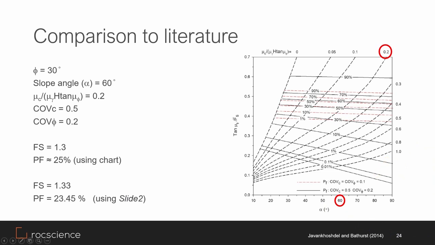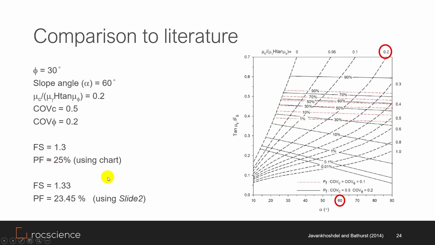As you can see in this example here, we have friction angle of 30 degrees, a slope angle of 60 degrees, and this ratio equal to 0.2. We have two additional parameters for the probability of failure, which are coefficient of variation of cohesion equal to 0.5, and coefficient of variation of friction angle equal to 0.2. If we use this chart, we get factor of safety of 1.3 and probability of failure of 25%.